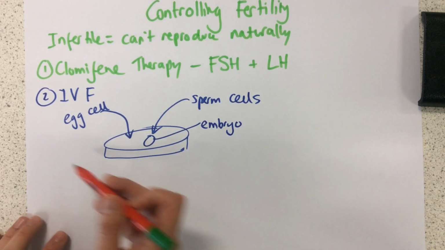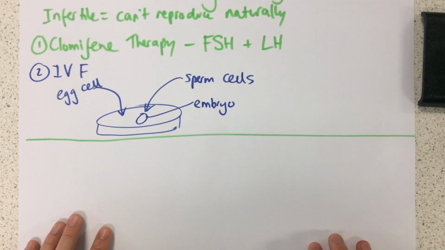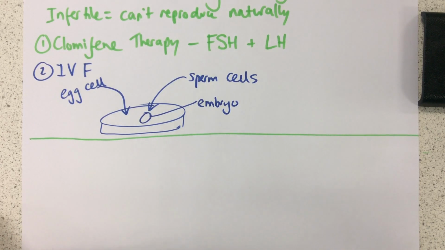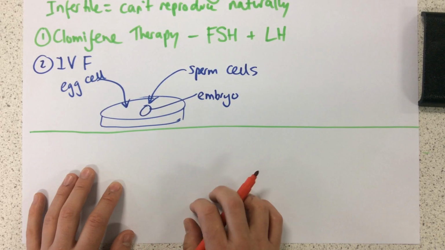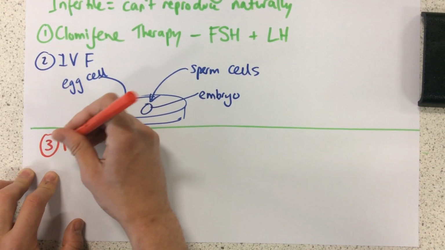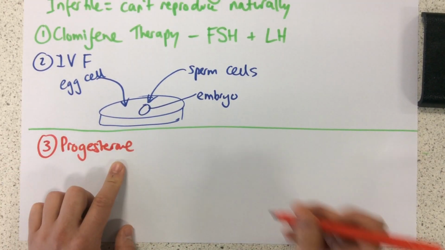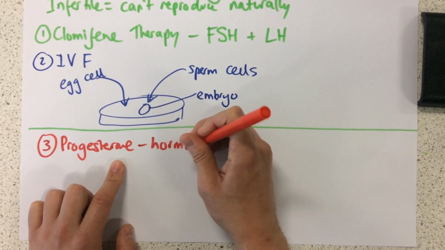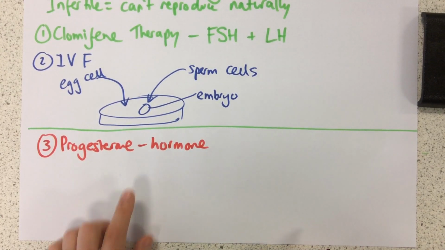Okay, so we can't just control infertility. We could also use hormones as a means of contraception. What contraception means is just a way of stopping someone getting pregnant. So the third one we need to know about is progesterone. Progesterone is a hormone. There are two main ways that progesterone can be given.